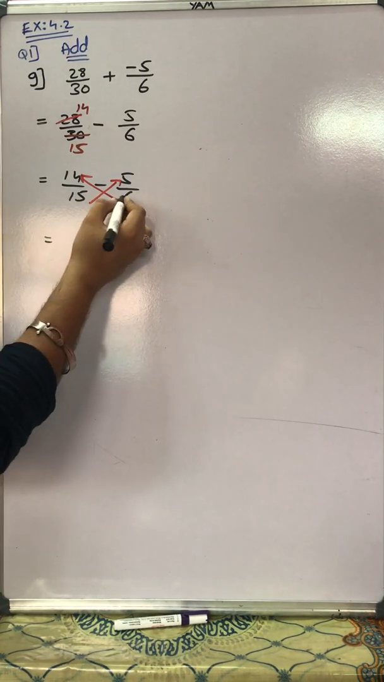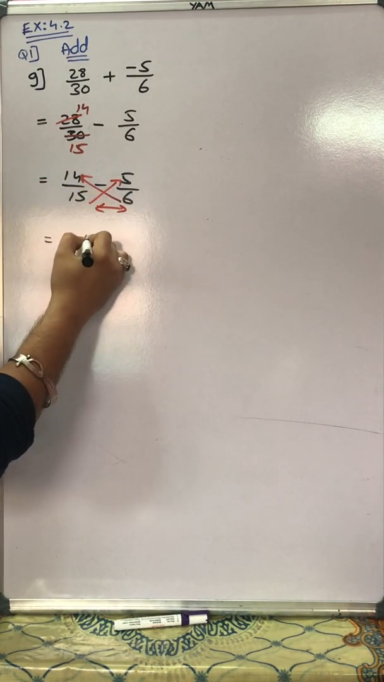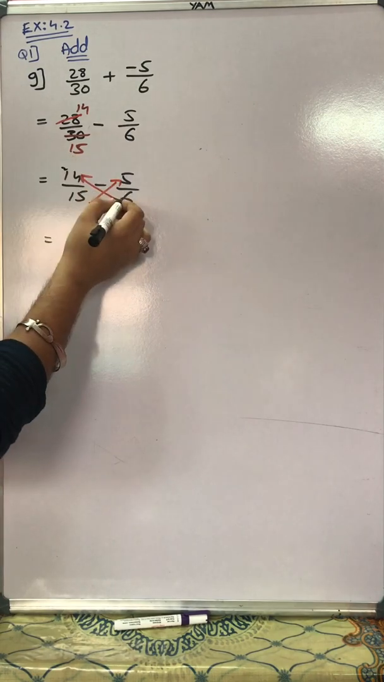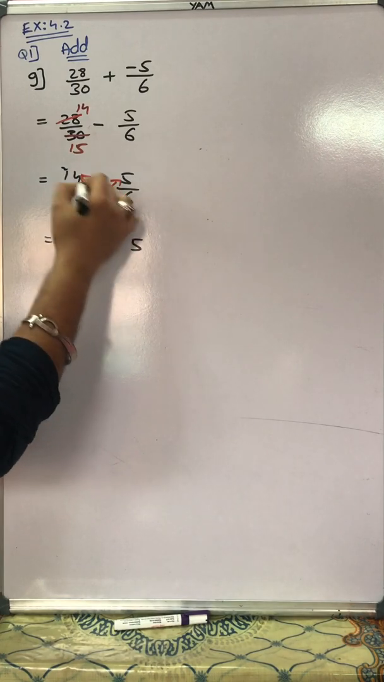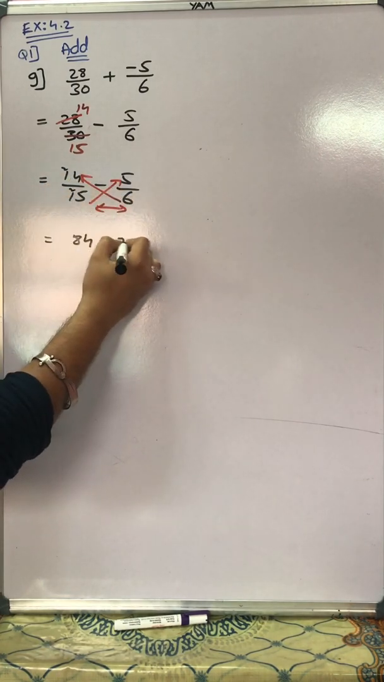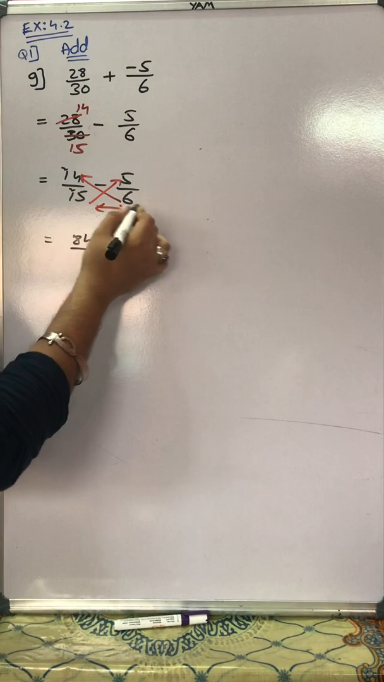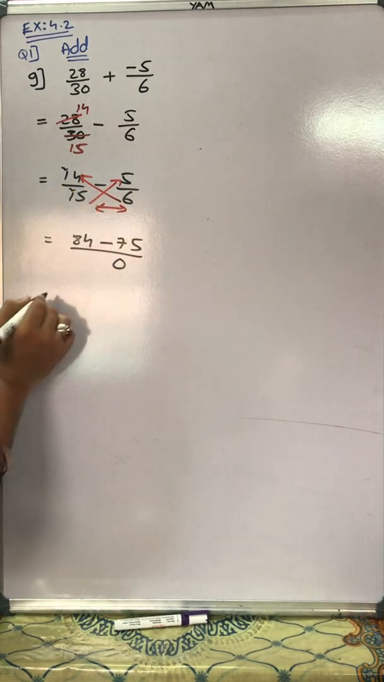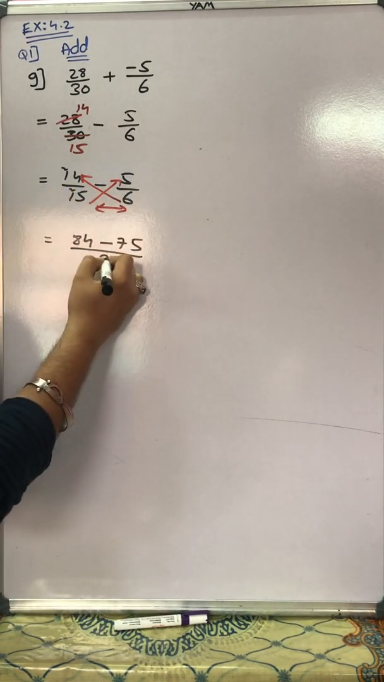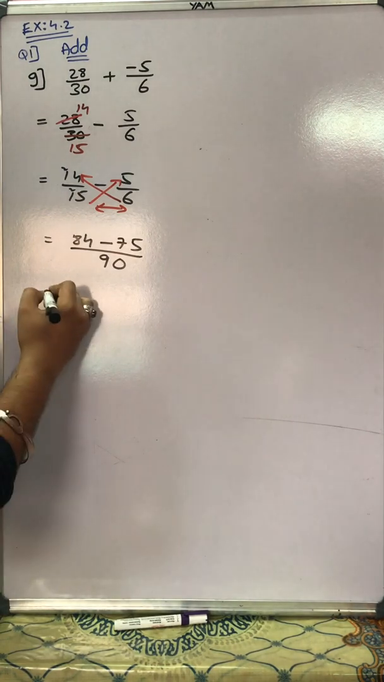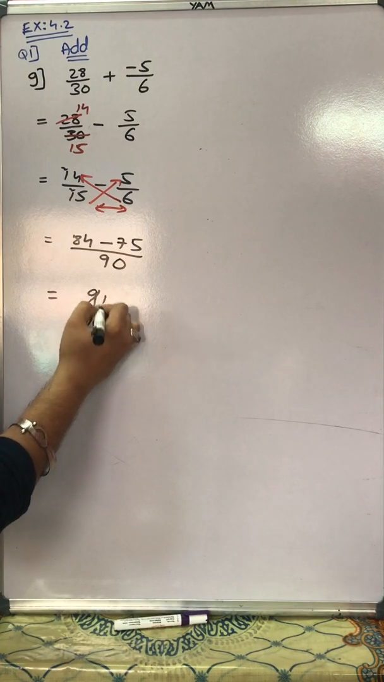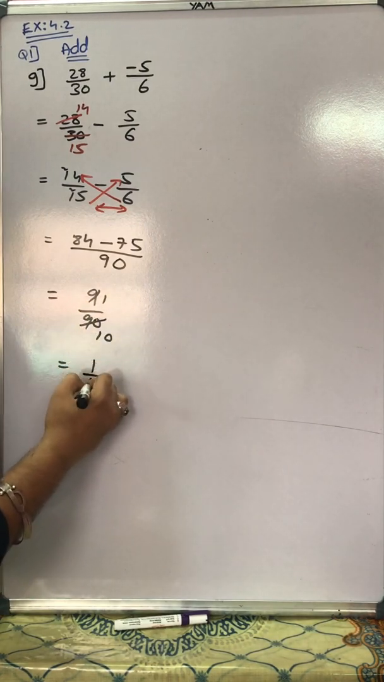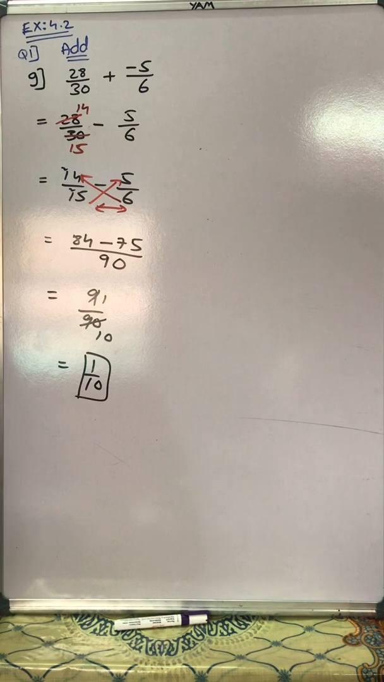So now 6 into 14: 6 4s are 24, carry 2, 6 1s are 6, 7, 8, so 84, minus 5 into 15: 5 5s are 25, carry 2, 5 1s are 5, 6, 7, so 75, upon 15 into 6: 6 5s are 30, carry 3, 6 1s are 6, 7, 8, 9, so 90. That is equal to 84 minus 75 is 9 upon 90. 9 1s are 9, 9 10s are 90, so it is equal to 1 upon 10. This is the answer of sub-question G.